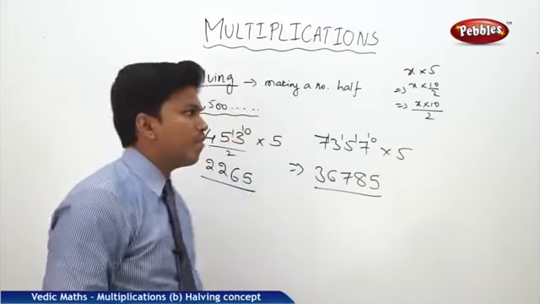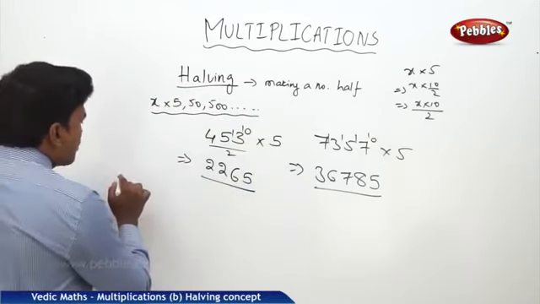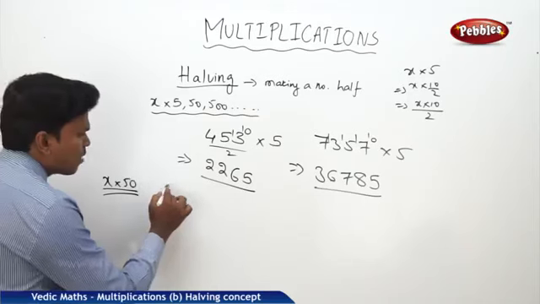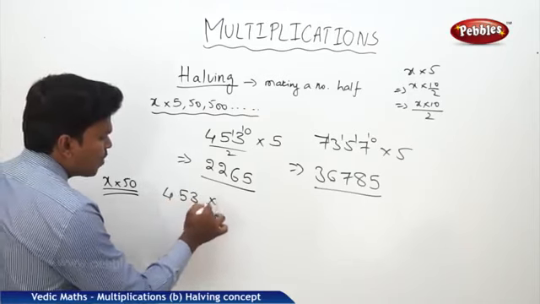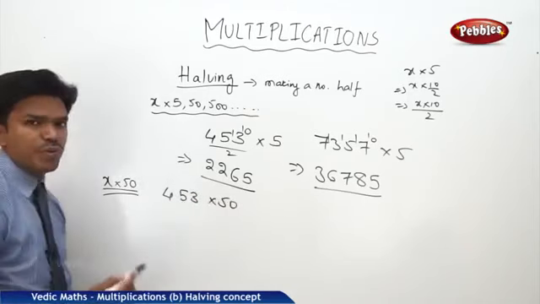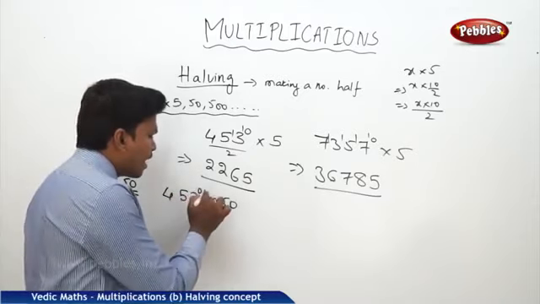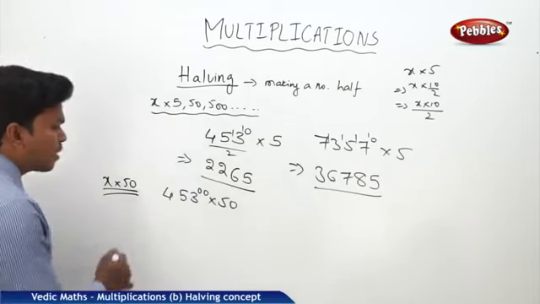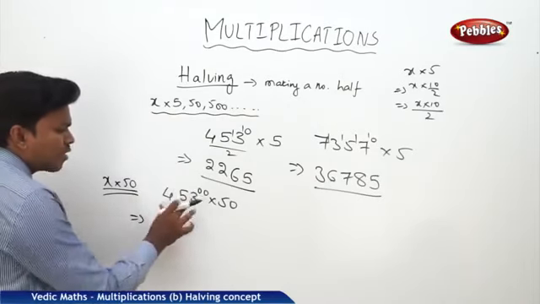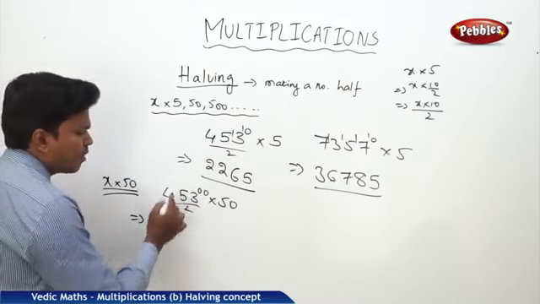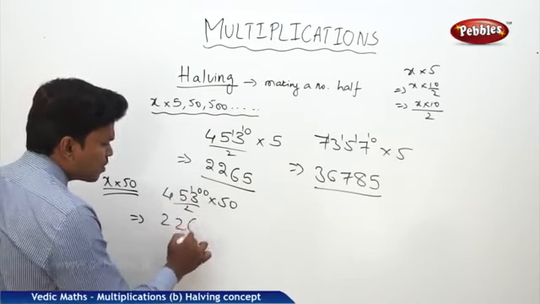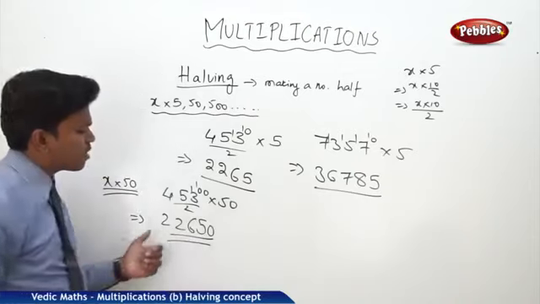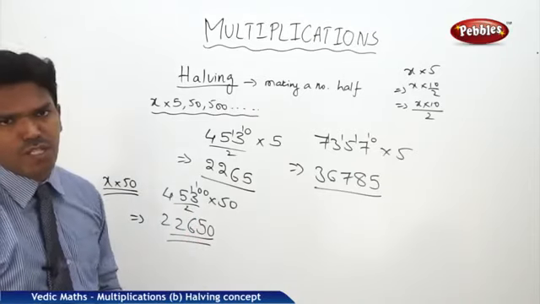In a similar way, we can do the multiplication by 50 also. Any given number into 50. Suppose the same number, 453 into 50. This time what am I going to do? Simply add 2 zeros at the end. After adding 2 zeros, make it a half. So 2 2s, 2 2s, 2 6s, 2 5s, and drop the 0 as it is. So your answer is 22650.